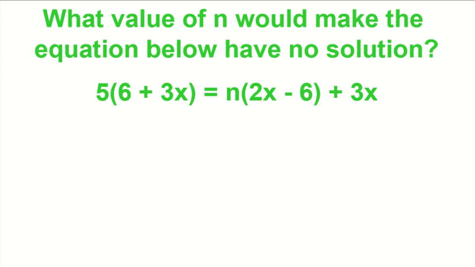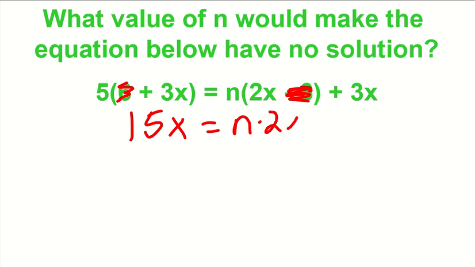All right, so what did I say we were worried about? Our x's, right? So do the constants really matter? All right, so if we pretend the constants don't matter, let's just get rid of them for right now, okay? So if I multiply here, I got 15x. 5 times 3x. Everybody okay with that? On the other side, I have n times 2x plus 3x.